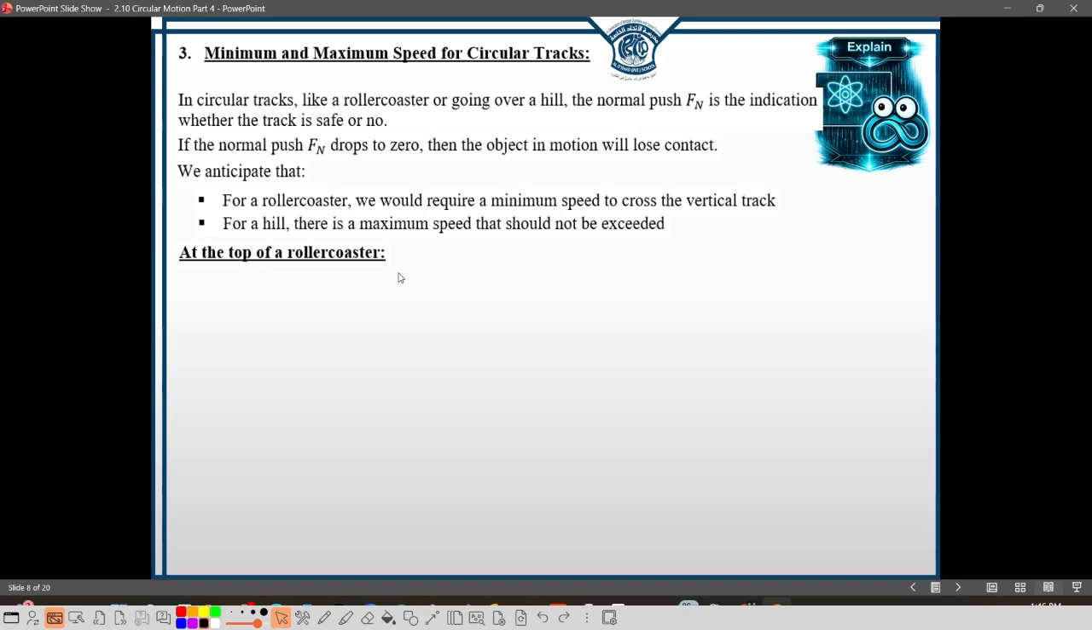So let's take the first case, at the top of the roller coaster. Let's assume this picture shows only part of a roller coaster.